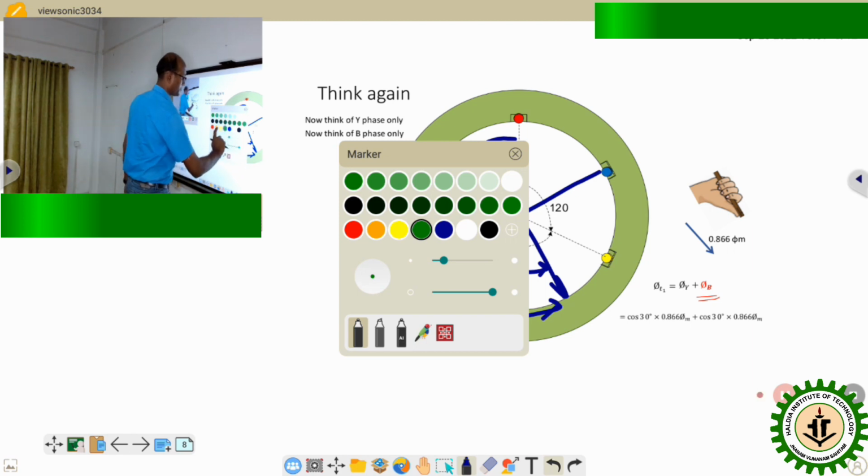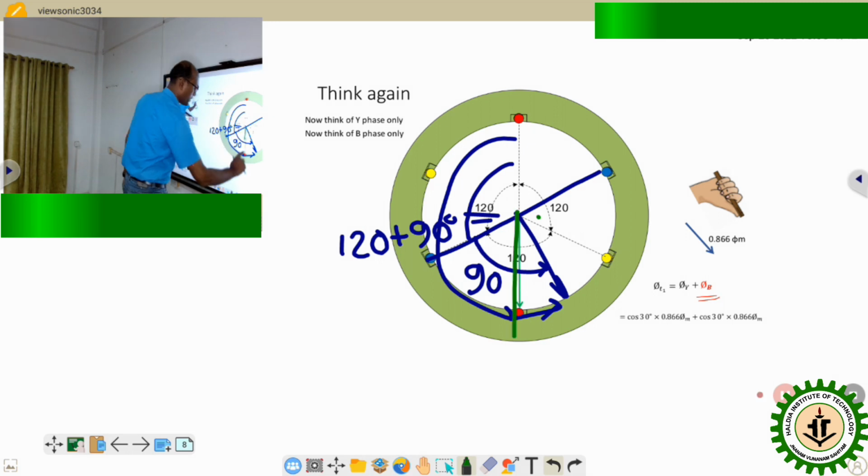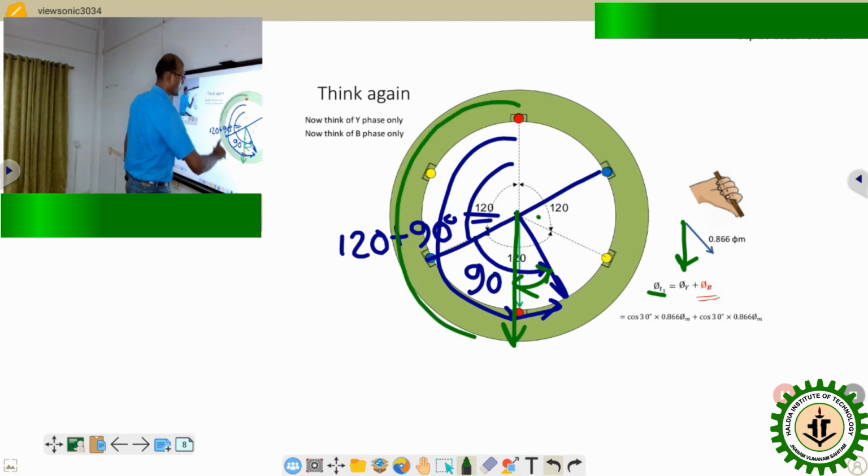Whereas the resultant flux direction is downward. So with respect to that resultant flux phi t1, the difference from B phase, that angle is again, this angle is 180 degree, this is 180 degree, and this much is 210 total.